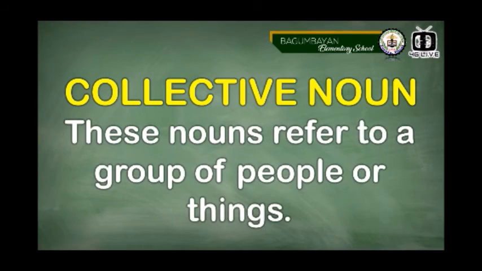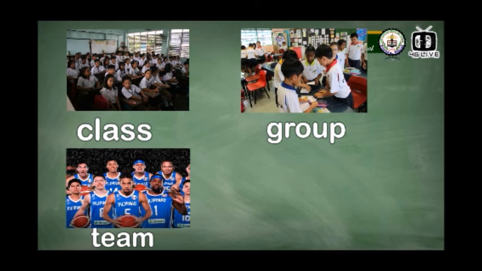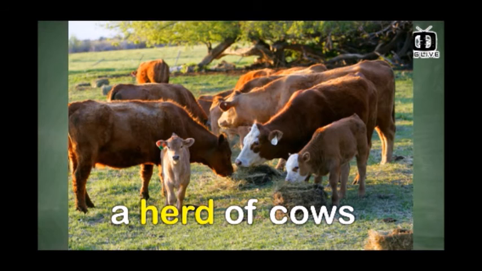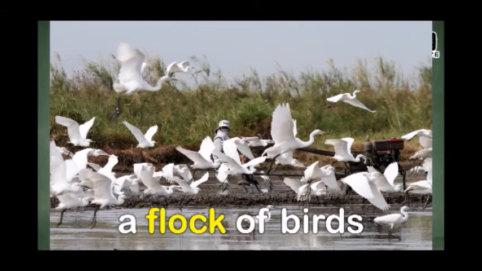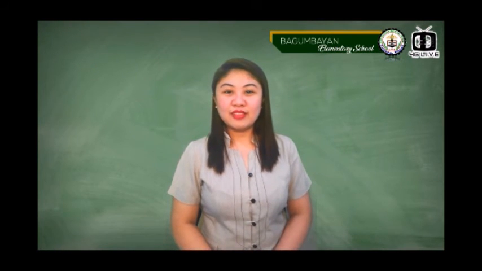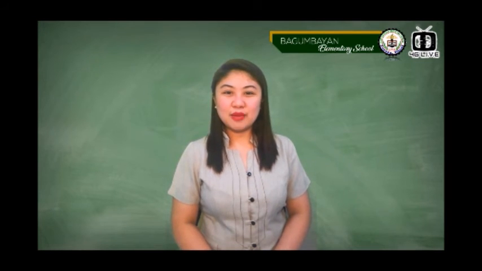A collective noun refers to a group of people or things. For example, class, group, team, and band. Here are other examples. A herd of cows, a flock of birds, a school of fish. Can you think of an example of a collective noun? Now in 5 seconds, list down at least 2 examples in your notebook.